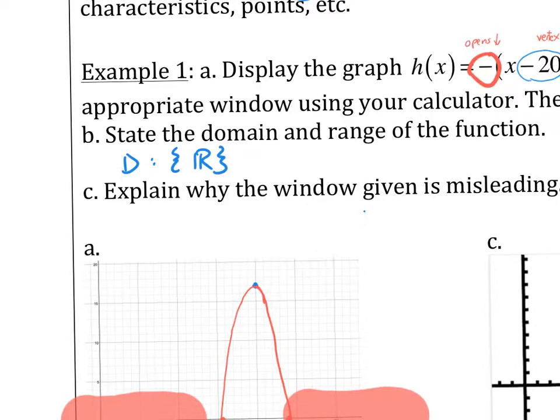Now, the range is just going to correspond to this number there and everything below it. So my range is going to be y is less than or equal to 17.